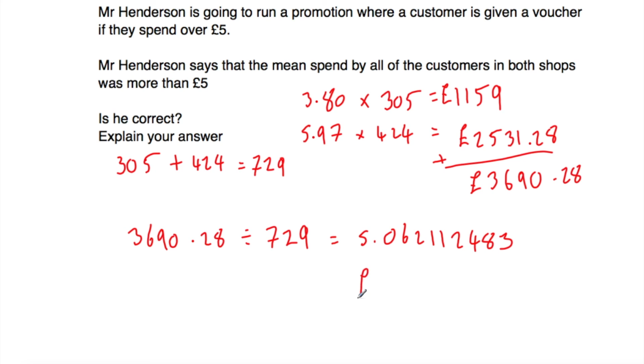Let's round it to the nearest penny. That would be £5 and 6 pence. So to the nearest penny, it'd be £5 and 6 pence. So that's the mean amount of money spent by the customers in those shops.